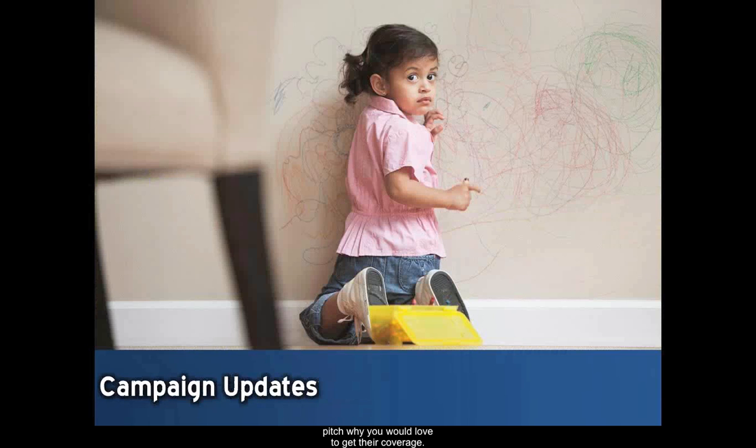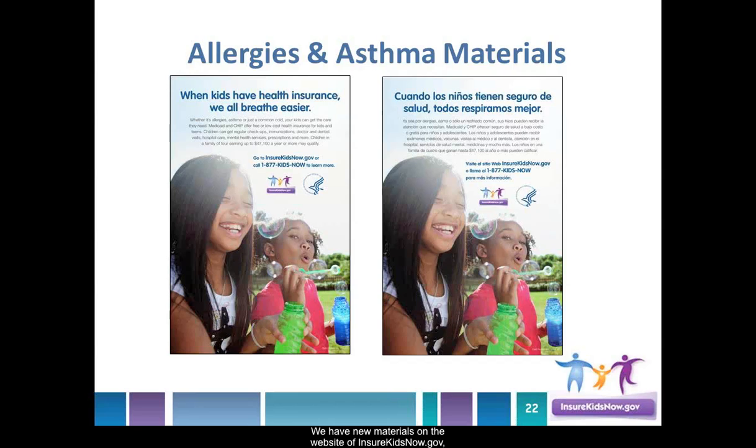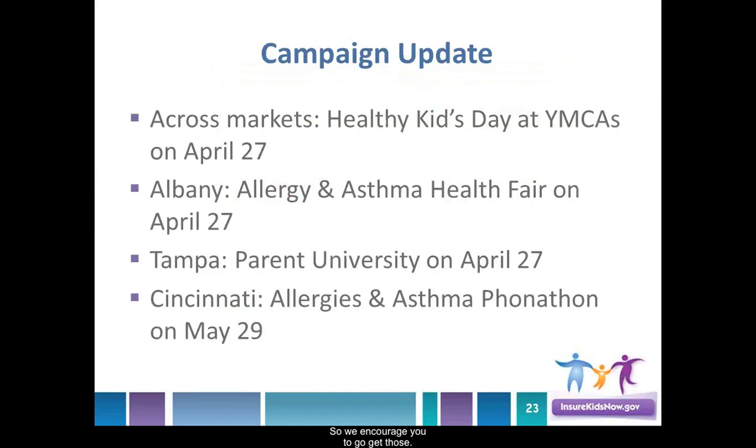Great. So I wanted to give you a quick round of campaign updates as we move forward. We have new materials on the website of insurekidsnow.gov, and these are for the allergies and asthma season. As we know, May is Allergies and Asthma Month, and so we've got poster and palm card sizes available on the Insure Kids Now website. They can be customized with your state program and your organization's logo. So if you go to insurekidsnow.gov, you can find these, and our general materials, which don't have a season but can be used year-round. So we encourage you to go get those.